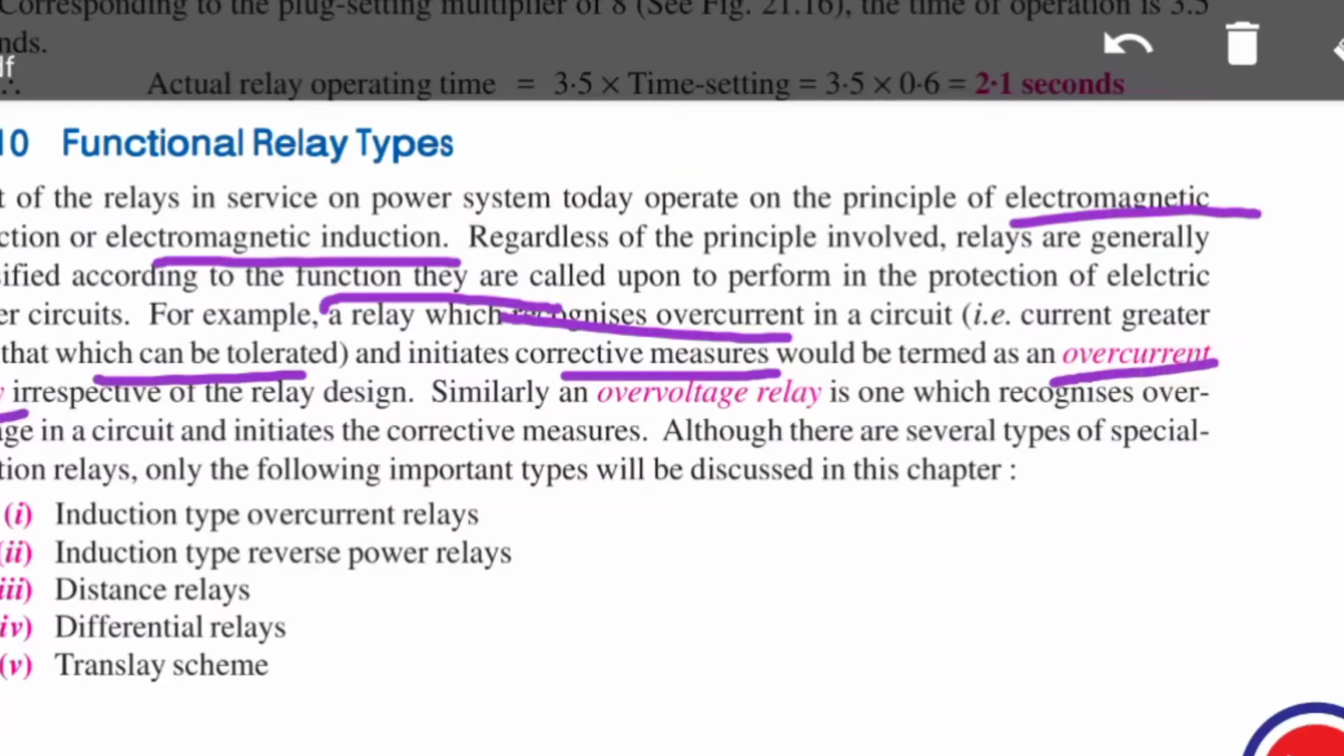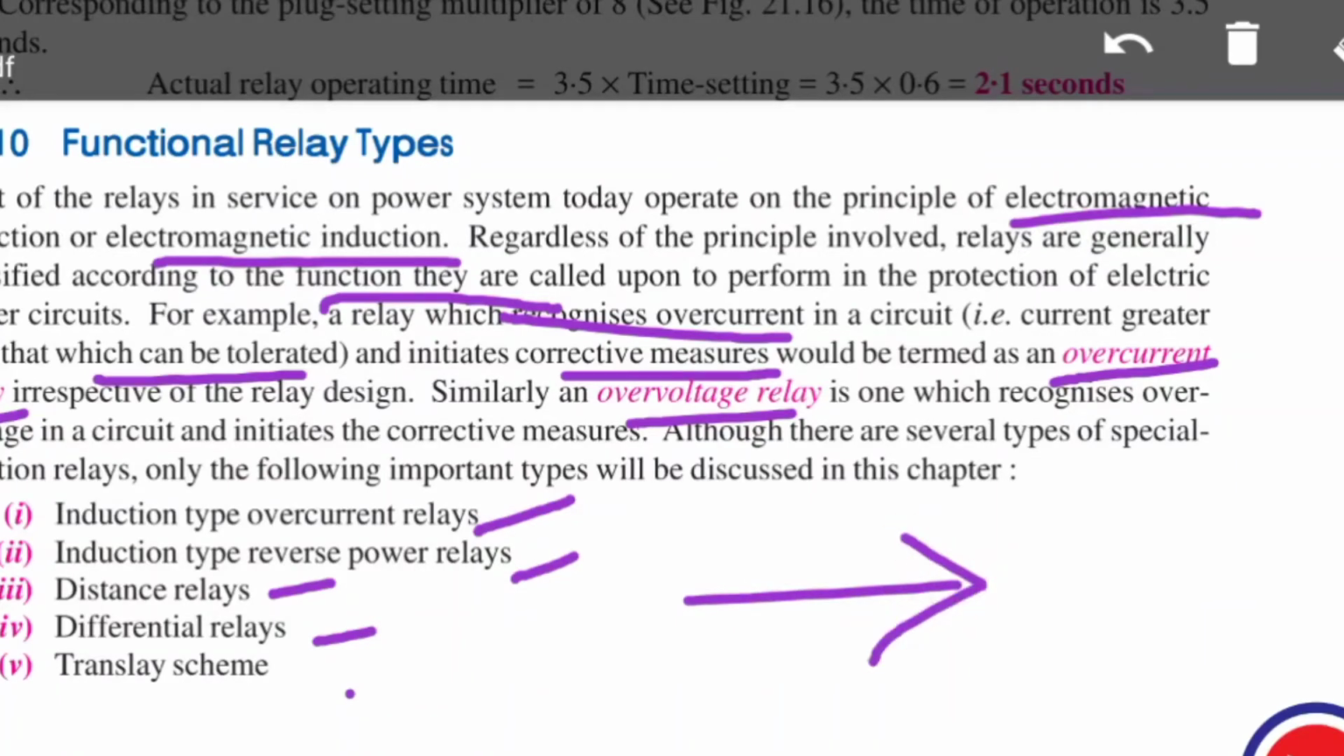Overcurrent relay means current is the activating quantity. If voltage is the activating quantity, it is known as an overvoltage relay. Similarly there are distance relays, differential relays, translay scheme, induction type overcurrent relays, and induction type reverse power relays. The direction of the fault current can also be identified by relays. How to identify it is very simple.